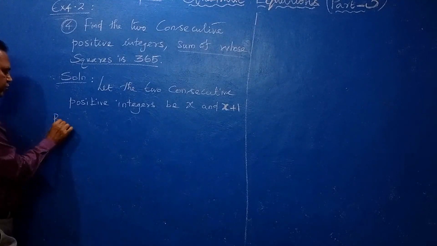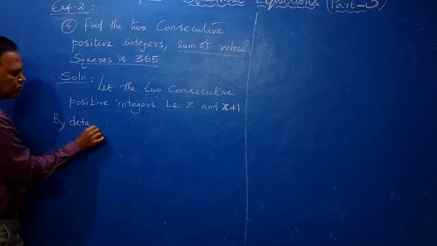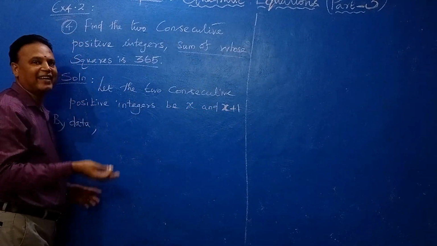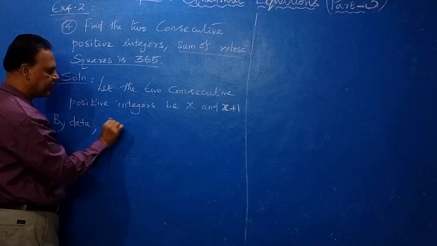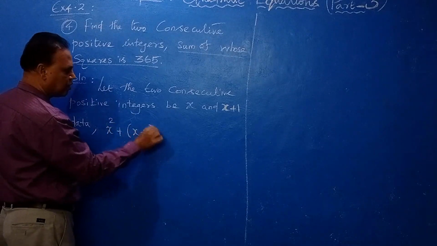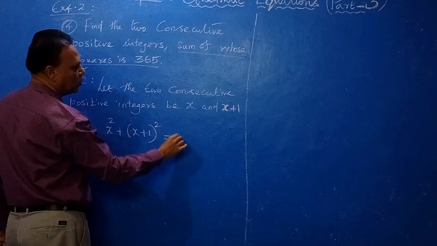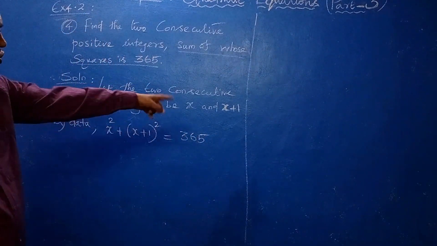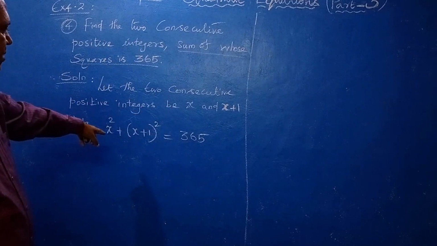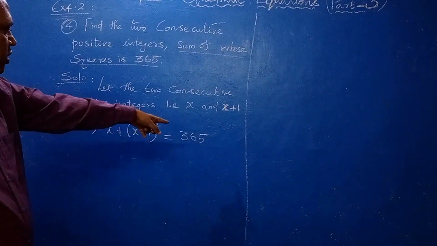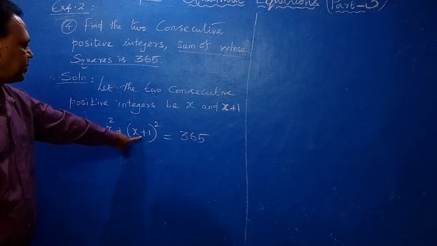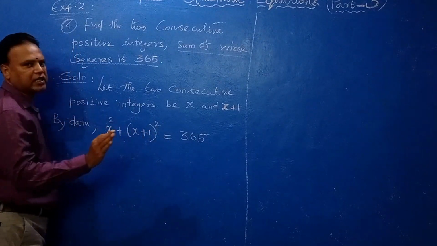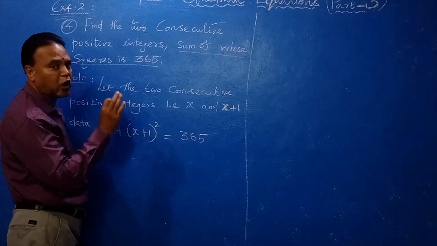Therefore by data you write according to the question: sum of whose squares means these two numbers, square them and take the sum. That means x squared plus the whole square of x plus 1, that is equal to 365. So x squared plus x plus 1 whole square equal to 365. Now you simplify this. To get a quadratic equation, you have to simplify.